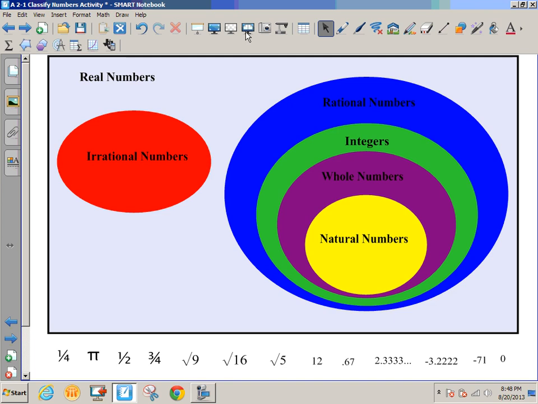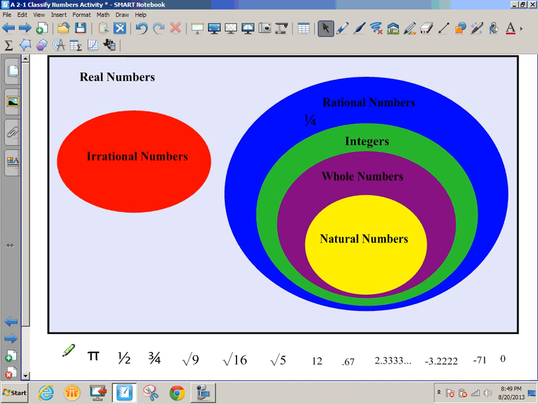Then you say, is it rational or irrational? Well, 1/4, can it be written as a fraction? Yes, it can. So if it can be written as a fraction, it is a rational number. But is it an integer? No, because I don't count by 1/4. In order for it to be an integer, it would have to be 1, -1, 2, -2, and so on and so forth, including the number 0.